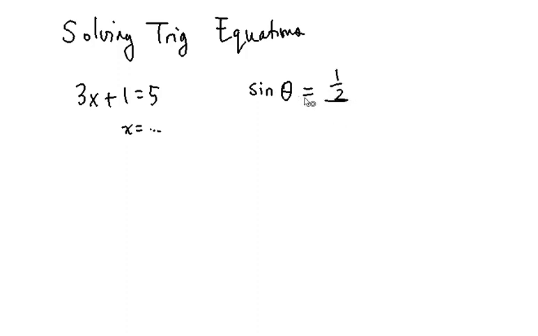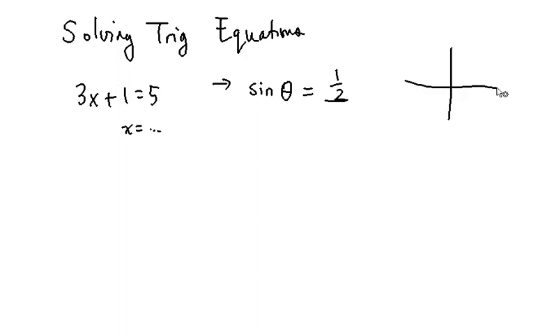So for instance, if I had sine of theta equals 1/2, I should be able to find what my theta is that makes this statement true. Alright, so let's just go ahead and start with this example. What values of theta would make sine of theta equal to 1/2?